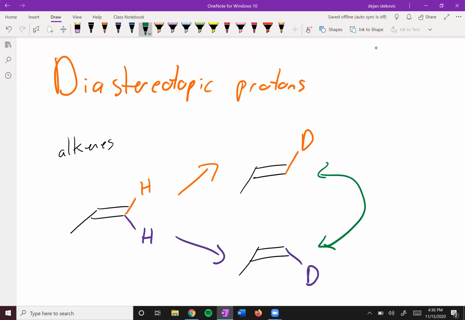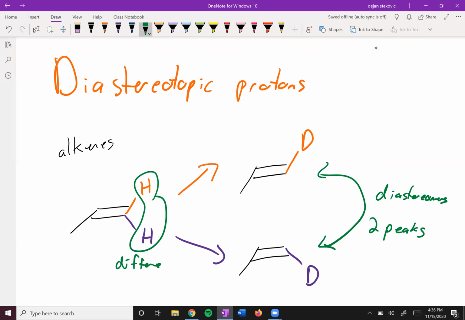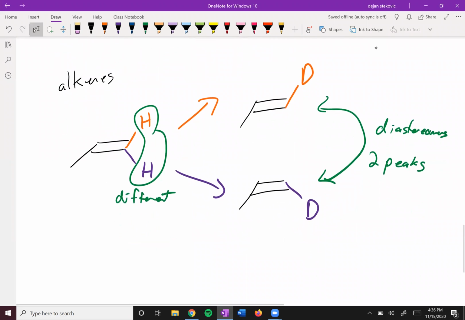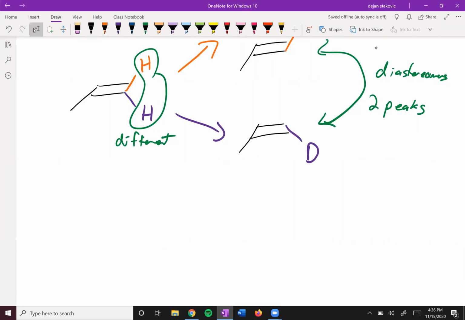What you'll notice is that they're not the same. You cannot make these the same by rotating the molecule or anything like that. And so these are diastereomers, or two different compounds, right? One is E, one is Z. And so you'll see two distinct peaks, right? These two protons are not chemically equivalent. They are different. That's the first time you'll see diastereotopic protons.